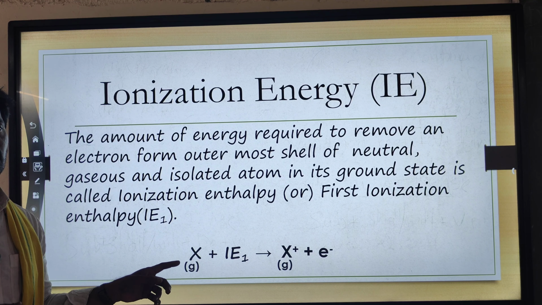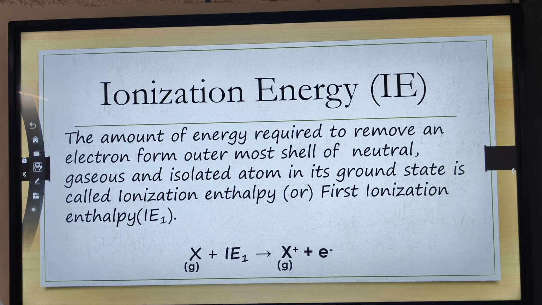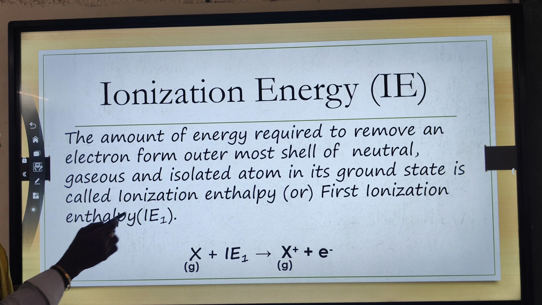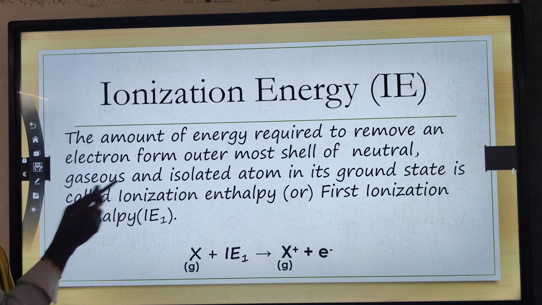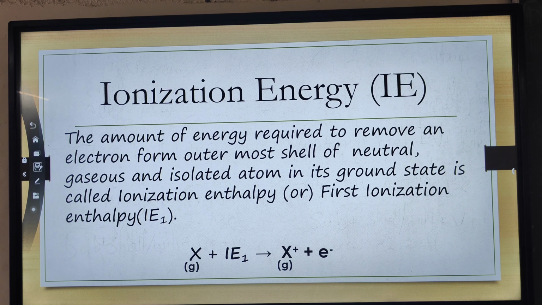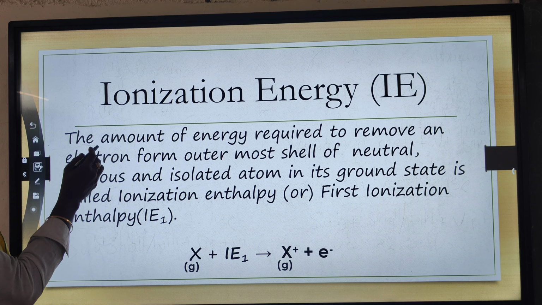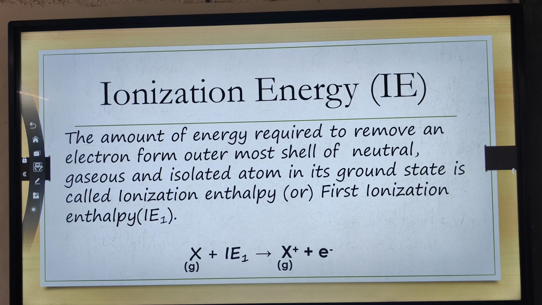Here X represents any element in gaseous state. What is most important here is neutral, gaseous and isolated atom. That is the main characteristic of any atom. So what we need to understand here is the amount of energy required. This is the energy required to remove an electron from a neutral atom. For any case, if you want to remove an electron from a neutral atom, we call that the first ionization enthalpy.